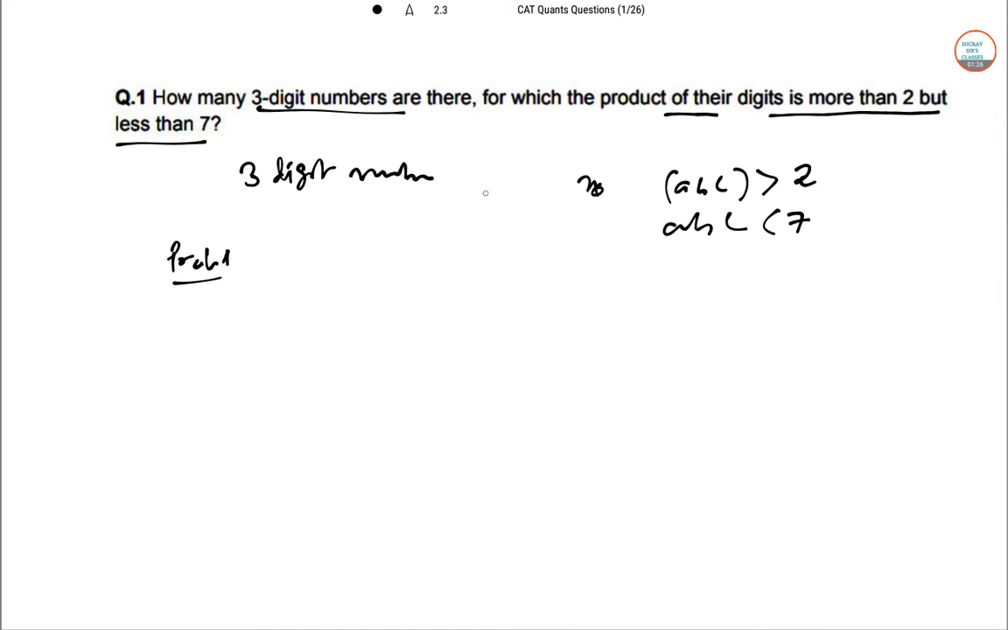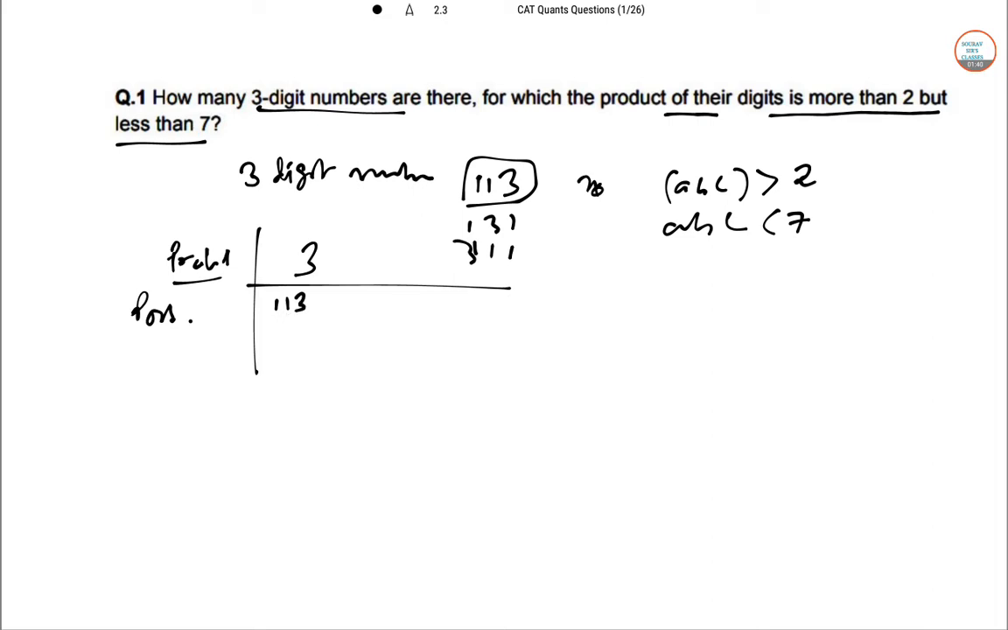Remember that for the product of the digits, if the number is like 1 1 3, the product is 3, or 1 3 1, or 3 1 1. So for product 3 there are three possibilities: 1 1 3, 1 3 1, 3 1 1. For product 5: 1 1 5, 1 5 1, 5 1 1.